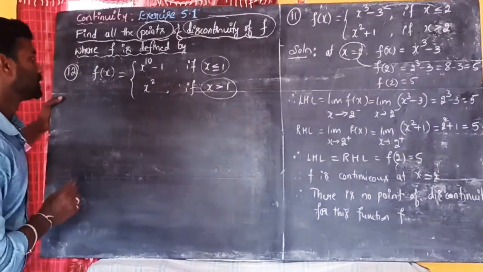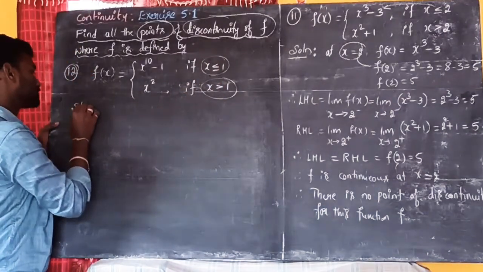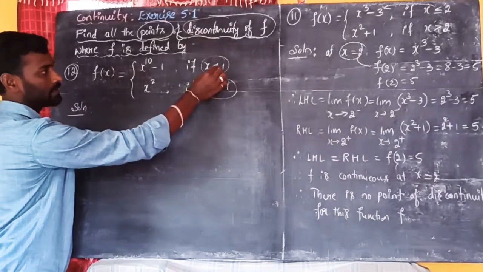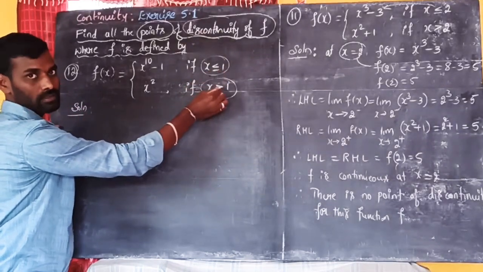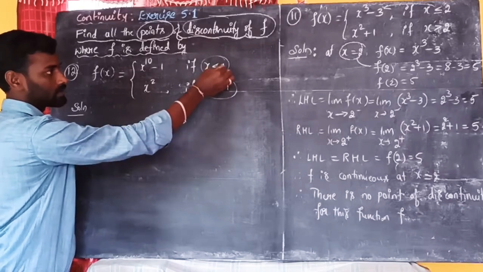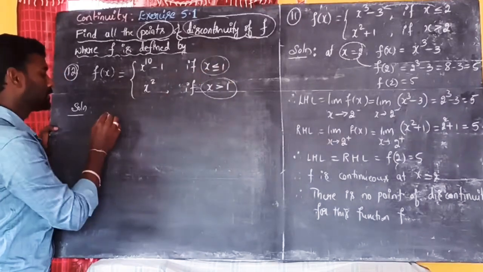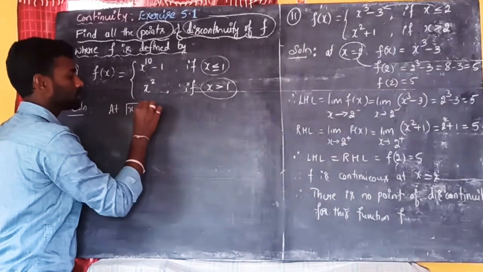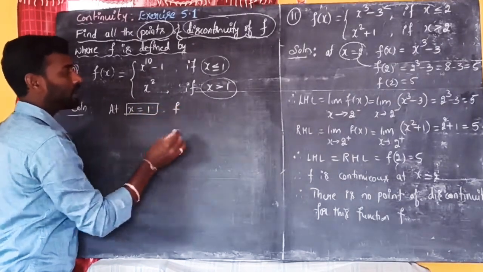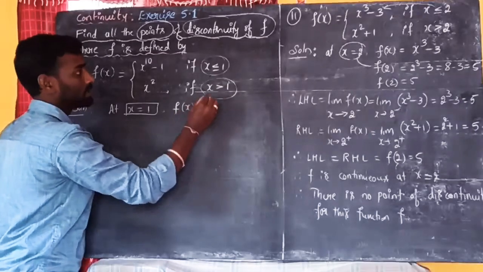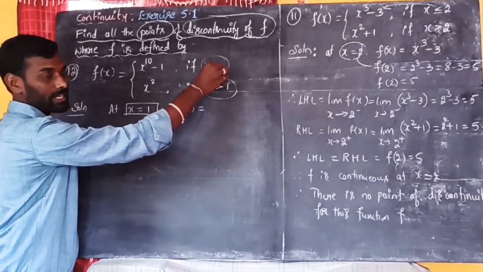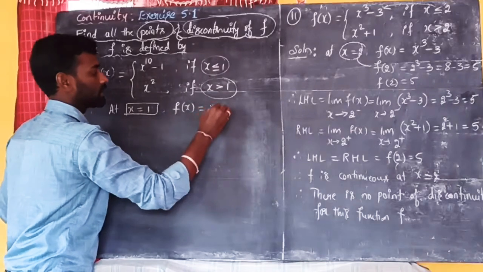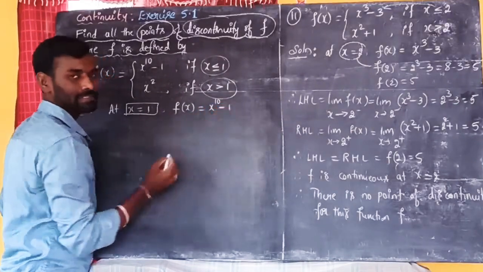Now here observe the solution. Here less than, equal to, greater than. These inequalities are there for the point 1. Therefore, at x is equal to 1, f of x is equal to, the inequality is there for this function. f of x is equal to x to the power of 10 minus 1.